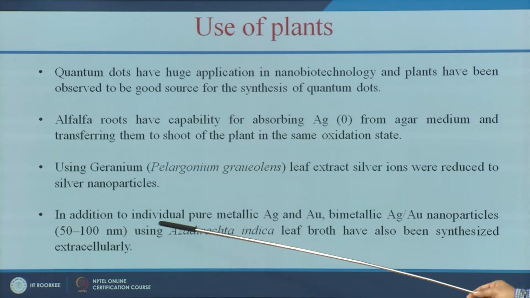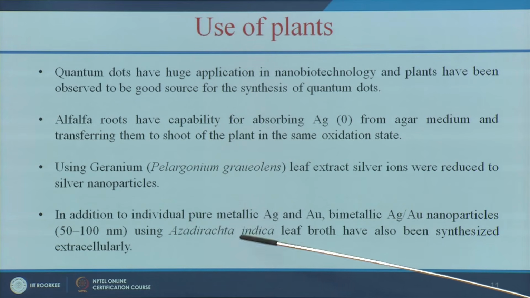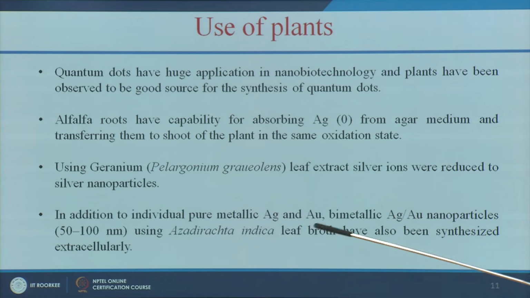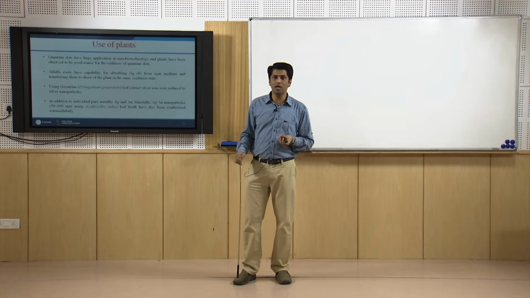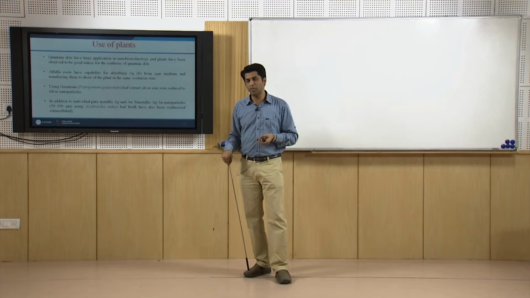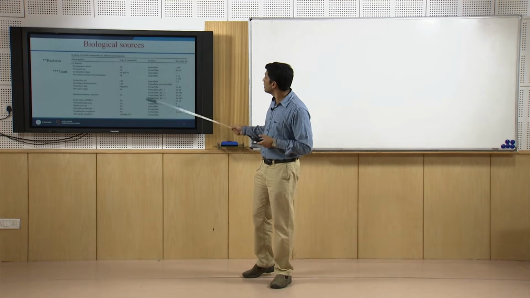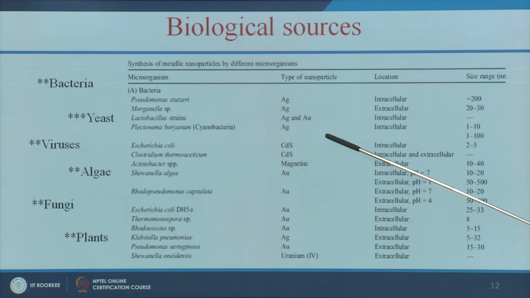In addition to that, we can also make silver-gold bimetallic nanoparticles using Indica leaf extract broth, which can be useful for synthesizing these bimetallic nanoparticles extracellularly. Similarly, plenty of examples are available. We can use any microbe or any plant, and we can make metal nanoparticles or any kind of nanoparticles. This table will give you an idea which bacteria we can use and which metal nanoparticle can be synthesized, whether it is intracellular or extracellular, and what the size range of these nanoparticles is.